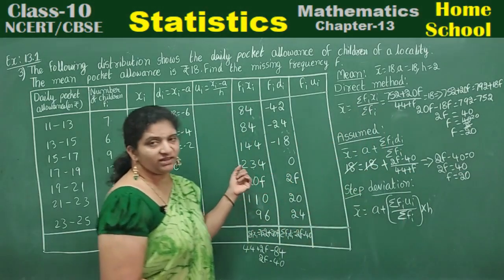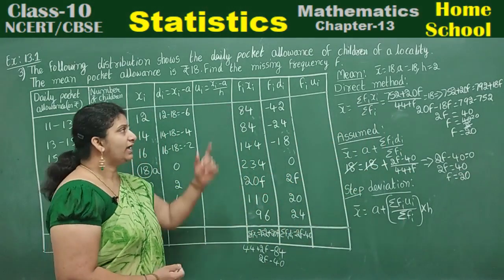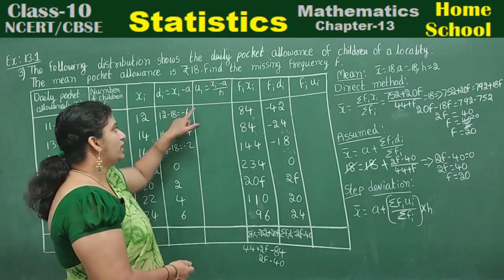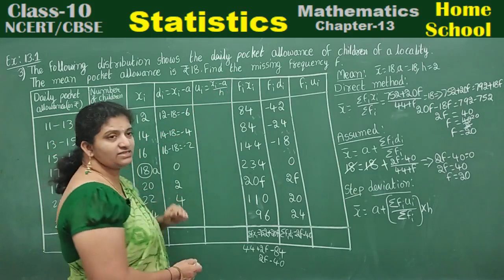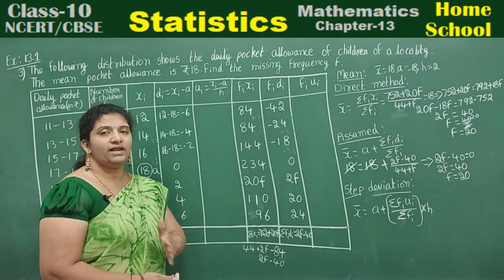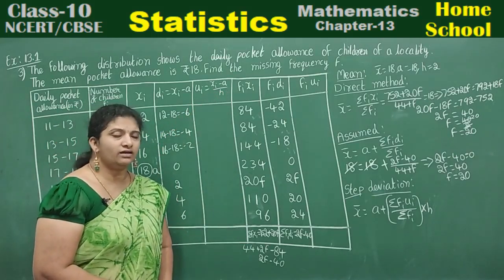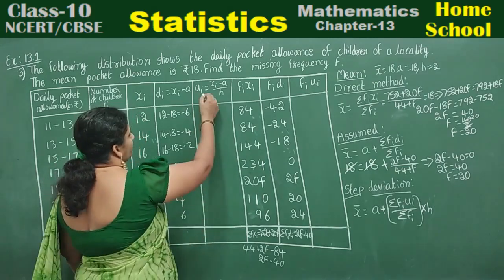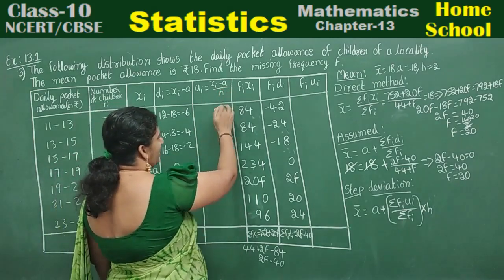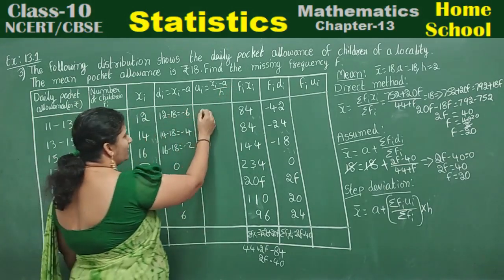Let's check with the last method, step deviation method. Calculate ui first. ui is xi minus a by h. What's your h? h is a class size. Upper limit minus lower limit will get the class size. 13 minus 11, it will be 2. Now ui is equal to xi minus a by h. Xi minus a already there here.